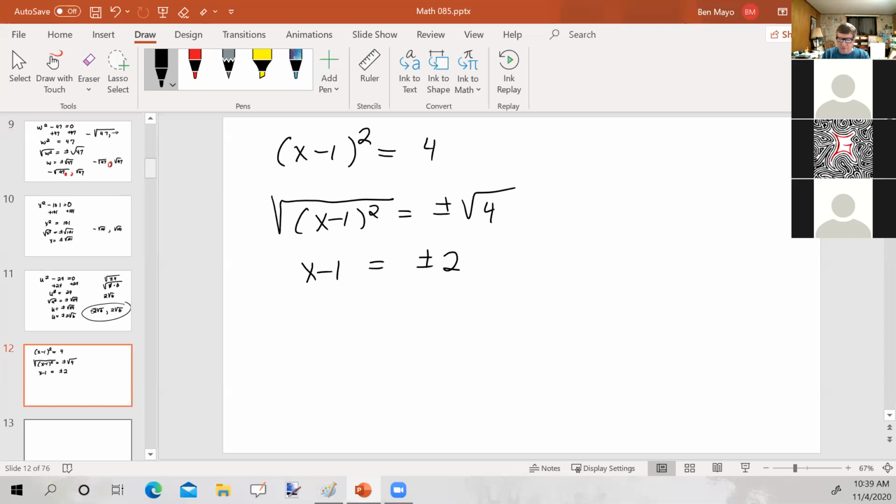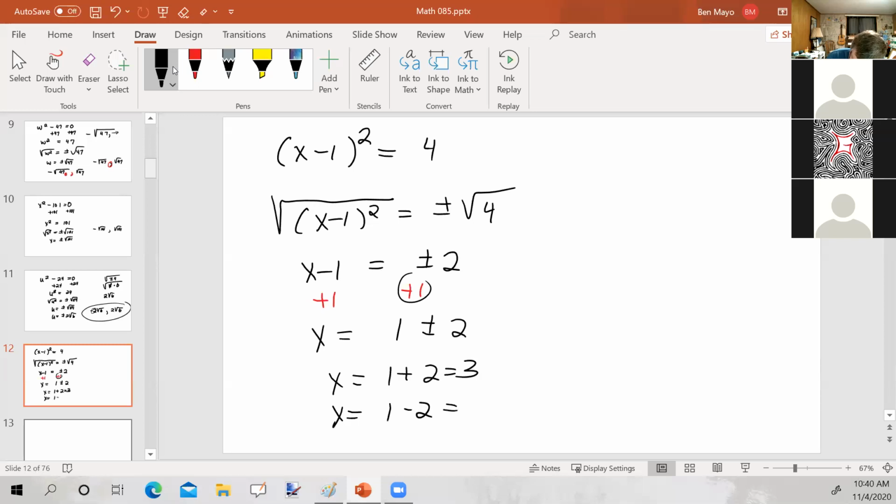But we're trying to solve for x, so we're not done yet. We need to add 1 to both sides of the equation. I'm going to put that 1 in front, so I have x equals 1 plus or minus 2. But I'm going to take that out into its 2 specific solutions. So x equals 1 plus 2 would be 3. X equals 1 minus 2 would be negative 1. So the solutions would be negative 1 and 3. Okay. Any questions there?